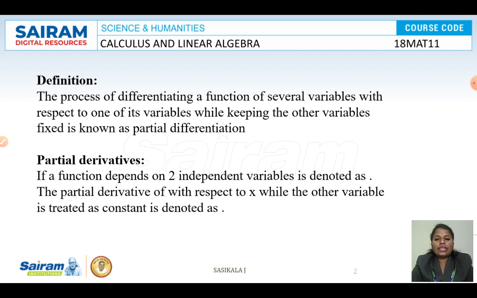The process of differentiating a function of several variables with respect to one of its variables while keeping the other variable fixed is known as partial differentiation. So, in the process of doing a partial differentiation, we keep one particular variable as the differentiation variable, and the other we treat as a constant. The partial derivative of a function that depends on two independent variables, with respect to x while the other variable is treated as a constant, is denoted accordingly.